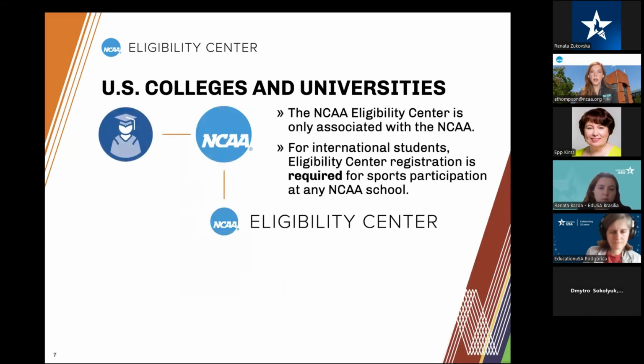And then just also making sure that you understand that international students, all students, are required to register with the NCAA Eligibility Center in order to play a sport at an NCAA school. So the Eligibility Center for the NCAA is only associated with the NCAA. So that does not give you a pathway to NAIA or junior colleges. You would need to apply to those schools and through their athletic associations separately from ours.